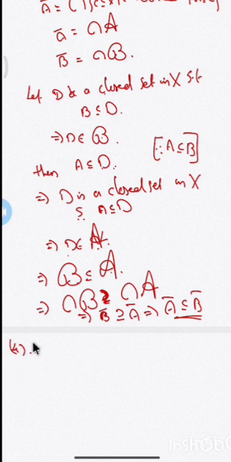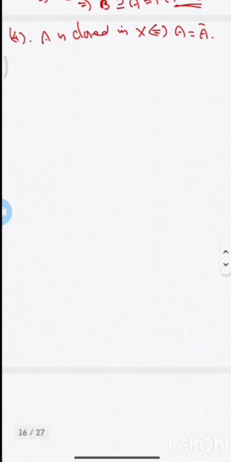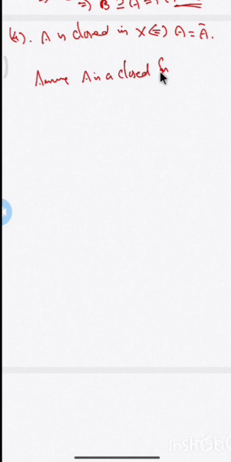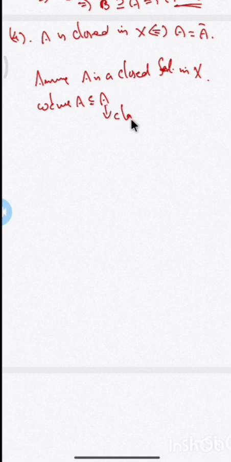The property says that A is closed in X if and only if A equals A closure. Let us try to prove it. Assume that A is a closed set in X. And we have every set is contained in itself. A is contained in A is true for every set. And here A is a closed set in X.